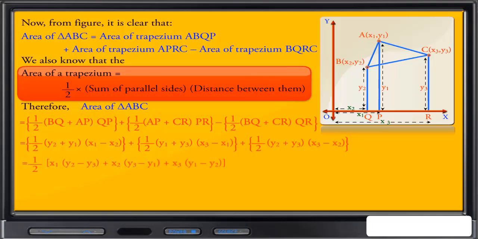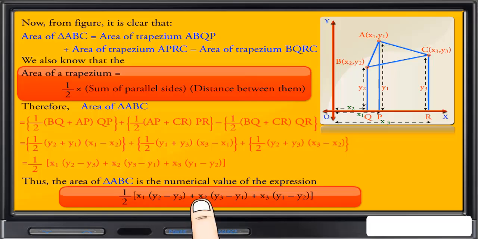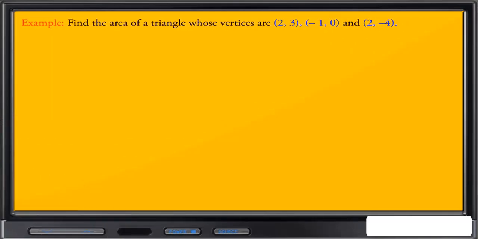This in turn is equal to 1/2 into [x1(y2 - y3) + x2(y3 - y1) + x3(y1 - y2)]. Thus, the area of triangle ABC is the numerical value of the expression 1/2 into [x1(y2 - y3) + x2(y3 - y1) + x3(y1 - y2)]. Let us do some examples for better understanding.